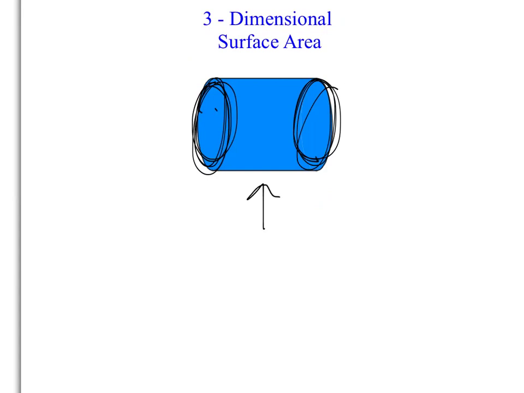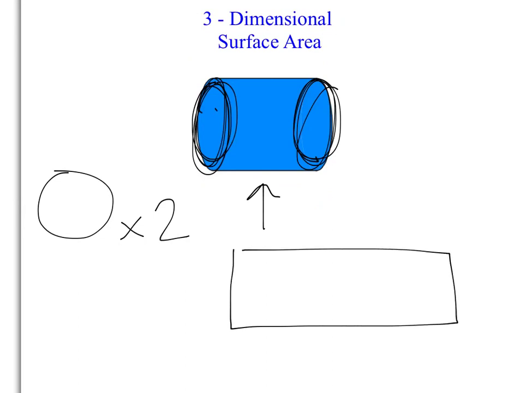And then what would this shape be? So we have two circles, and then what would the other part be? Think of a soup can and taking a label off of a soup can. It would be a rectangle. So we have two circles and a rectangle.